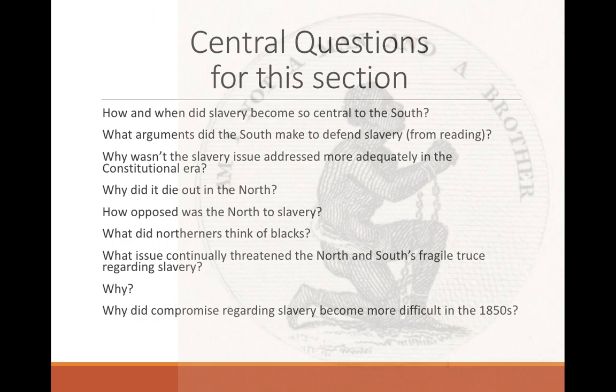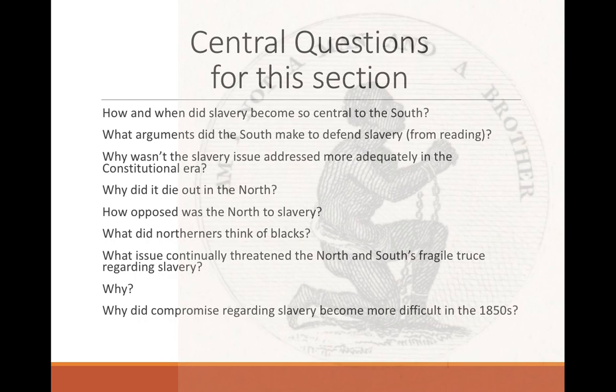Got a lot of important questions for this section of the unit. It's a really important part of American history. I'm going to talk a little bit about slavery today and why it became so important in the South. I'm going to give you a reading, and that's going to help you answer the second question, the arguments the South made to defend slavery.